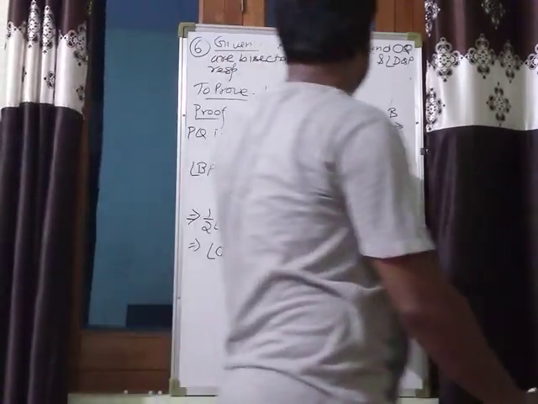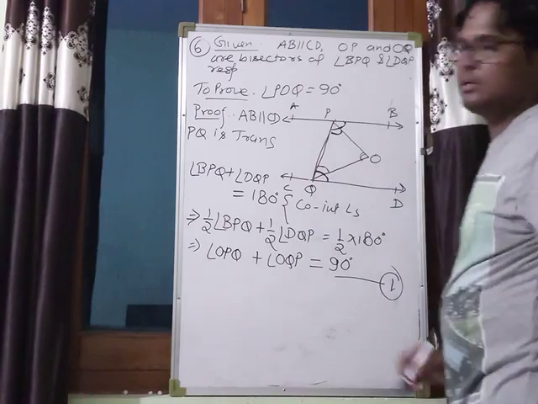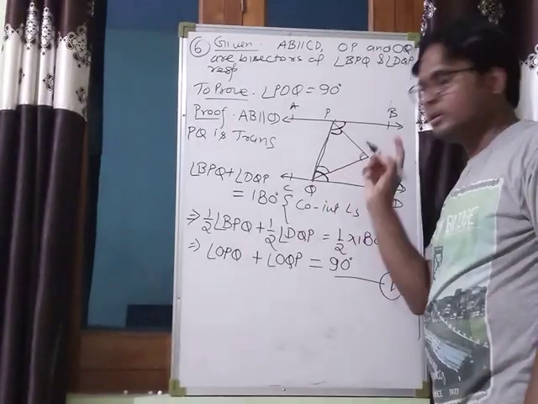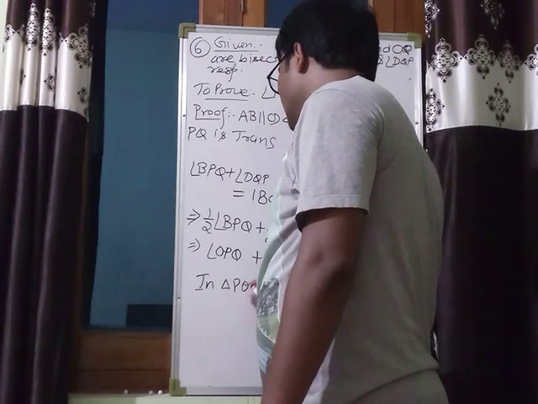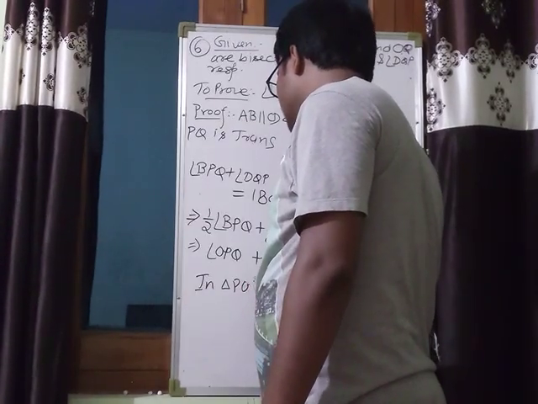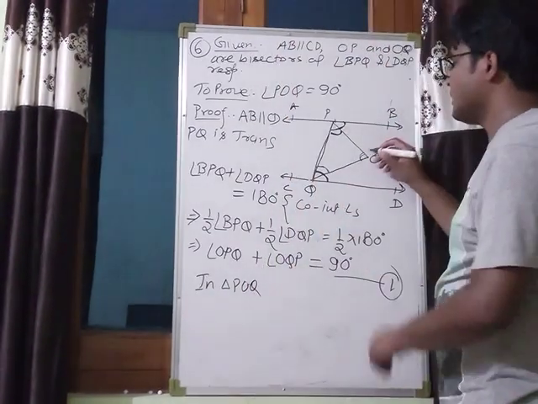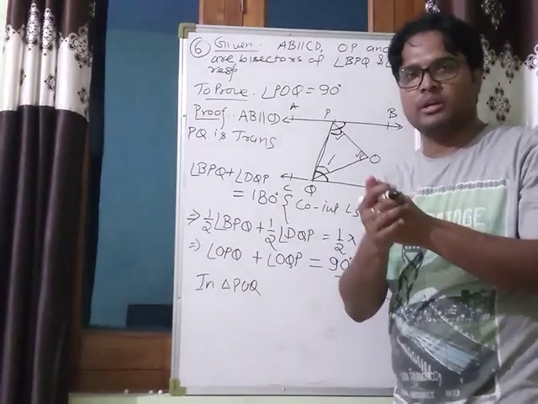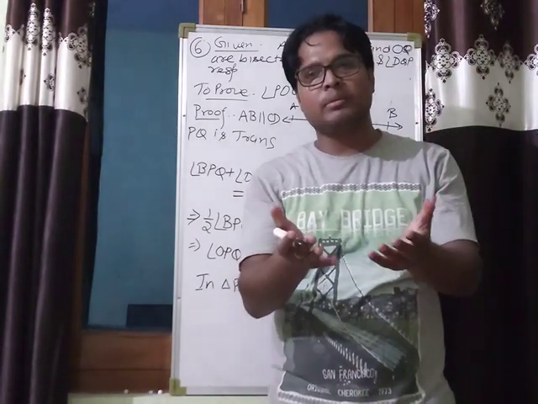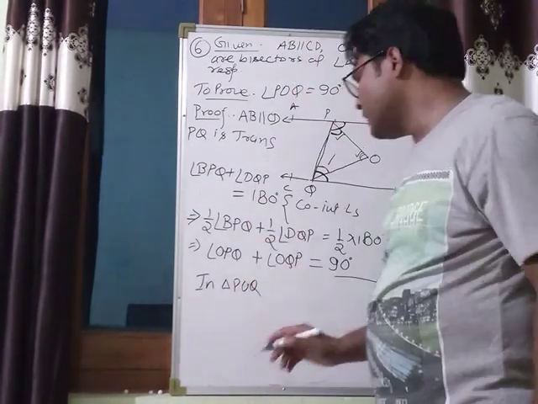See, POQ forms a triangle. You can see POQ forms a triangle. So in triangle POQ, what is the sum of all angles? This one, and this one. What will be the sum of the three angles? That is by the angle sum property. That is equal to 180 degrees.